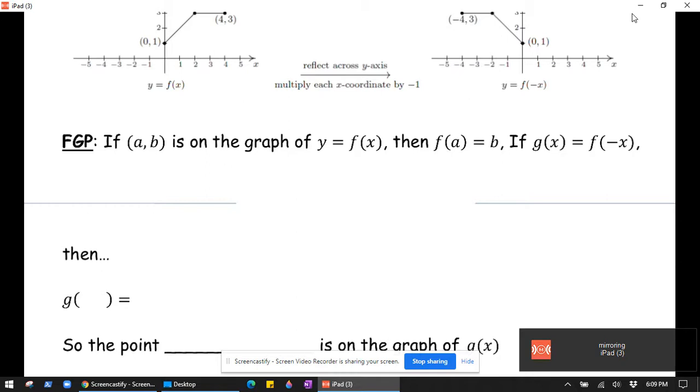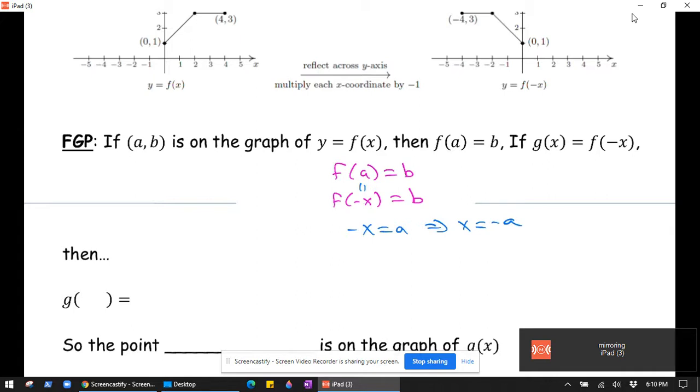And to generalize, using the fundamental graphing principle, if (a, b) is on the graph of y equals f of x, then f of a equals b. So if g of x equals f of negative x, what we want to know is, if we want f of negative x to equal b, how do x and a relate? Negative x would have to equal a, implying that x equals negative a, x being our input for g.